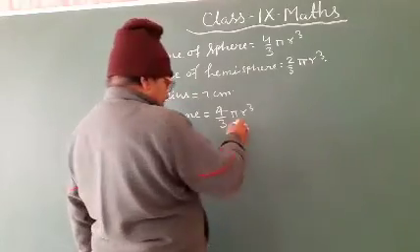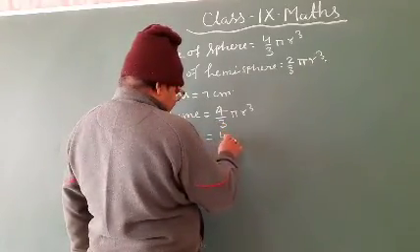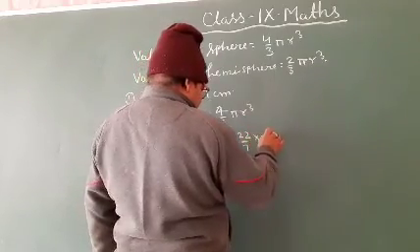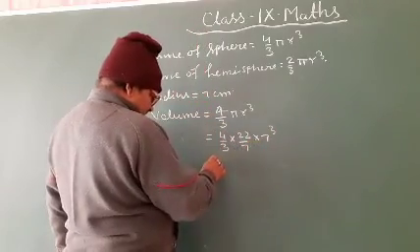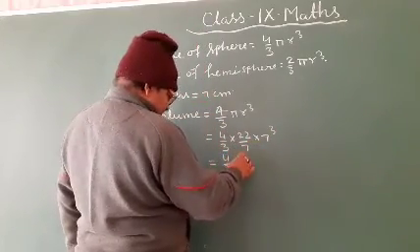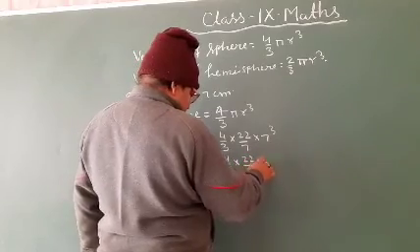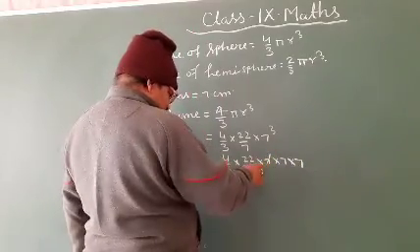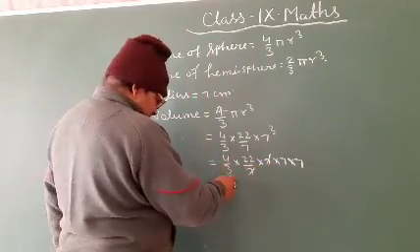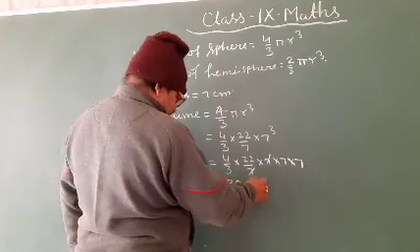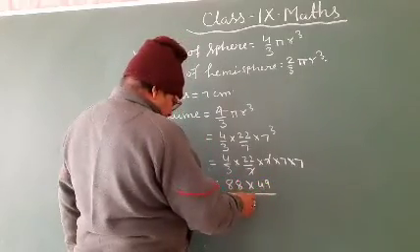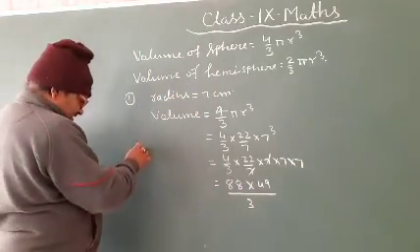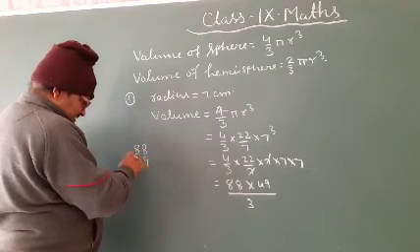4/3 pi r cube, that's equal to 4/3 and 22/7 into 7 cube, that's equal to 4/3 into 22/7 into 7 into 7 into 7, and 7 cancel. 88 into 49 upon 3. Now we multiply 88 and 49.